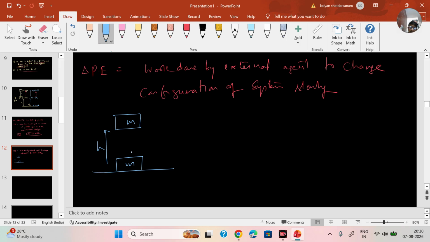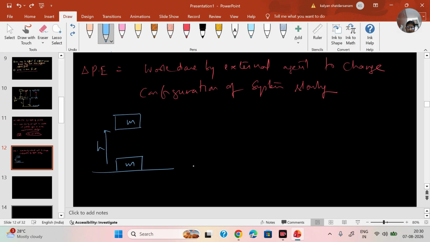What is the configuration here? Earth and block were initially touching. Now the block is being separated from earth. So you are changing the arrangement of earth and block. They were originally touching. Now you are separating them. That means you are changing the arrangement or the configuration of the earth-block system. So whatever work is done by the external agent to change the configuration slowly.